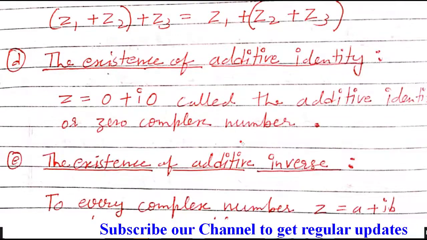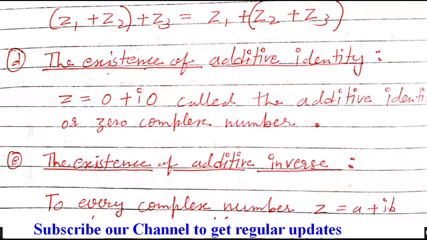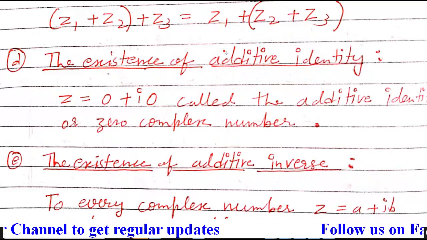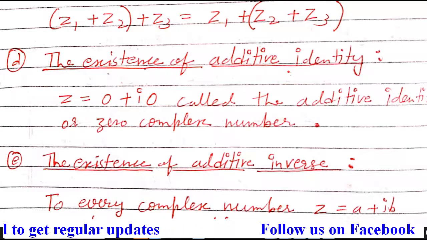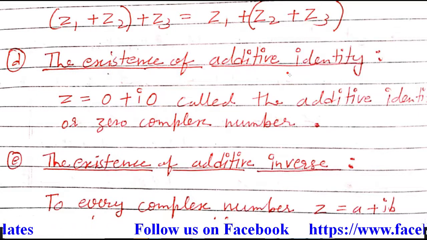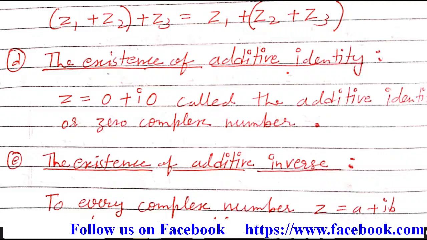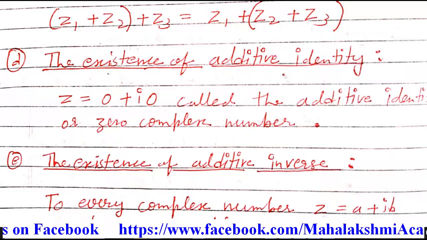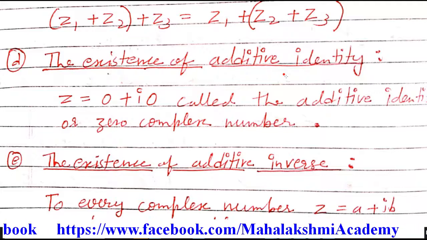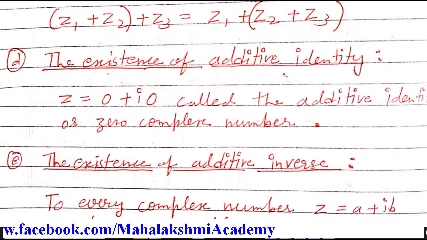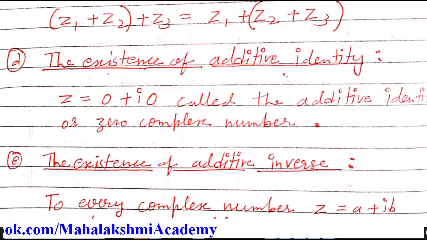Now, existence of additive identity. Additive identity means a number which, when we add it to a complex number, the identity does not change. You already know the additive identity in real numbers, that is 0, because if you add 0 to 2 or 0 to 3, you are going to get the same number. So additive identity means a number which, when added to any number, that number's identity will not change. You are going to get the same number.